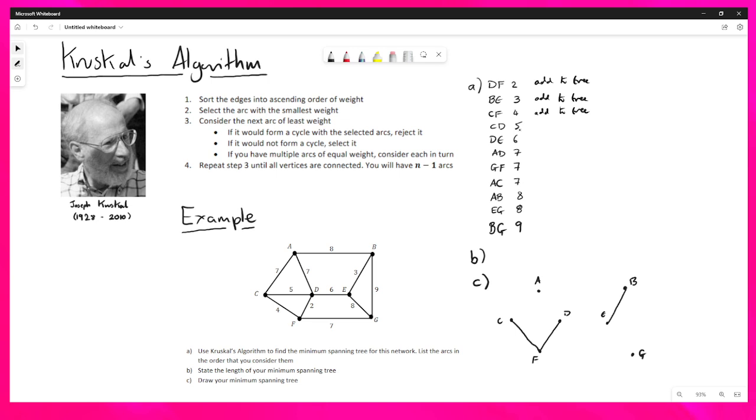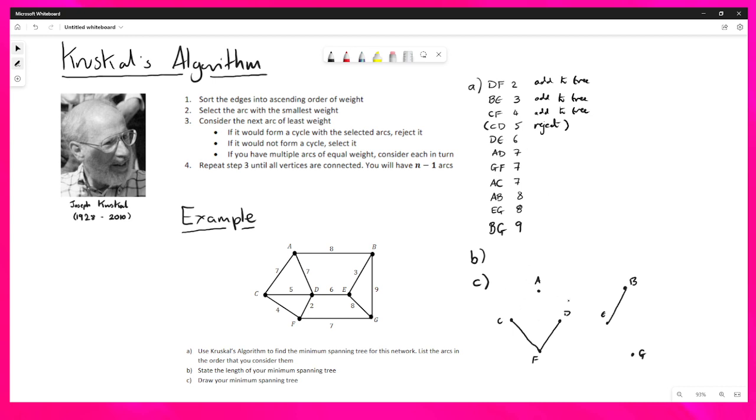Now we get to CD. If we add CD, we have a cycle here, which we don't want. So we reject CD. Now you can write reject next to it, you can bracket it, you could even strike through it, but I'd advise not crossing through it, just because if you cross using a thick pen, you might mar the working here and make it difficult for the examiner to see. So we've rejected CD because it formed a cycle.